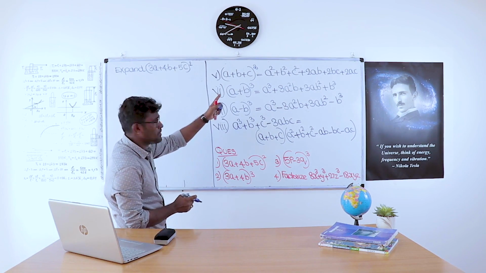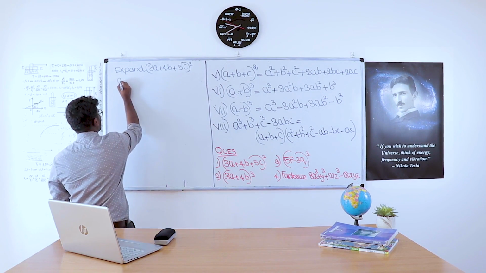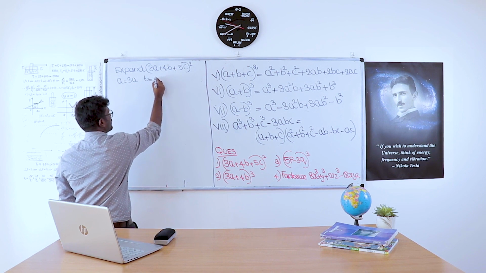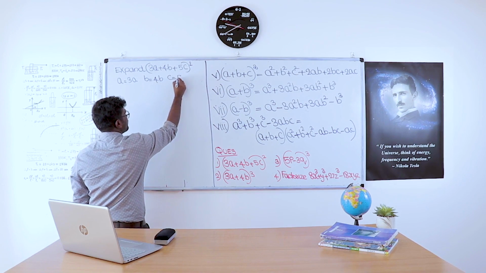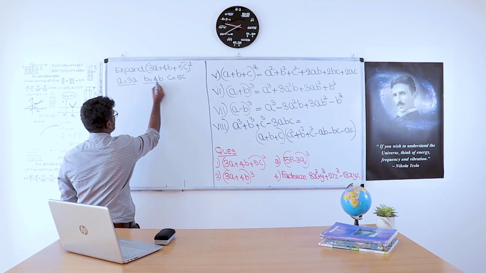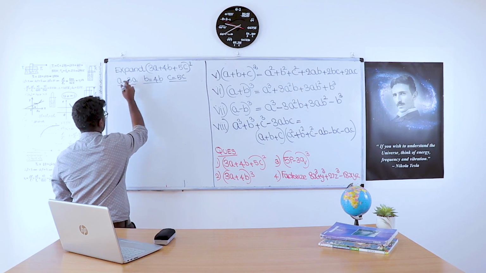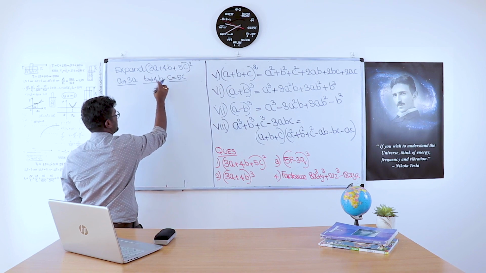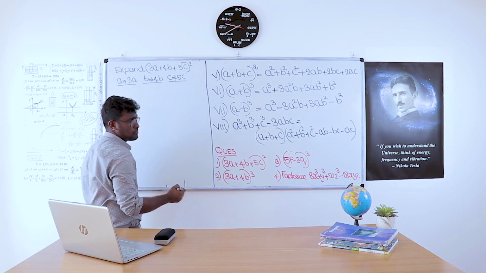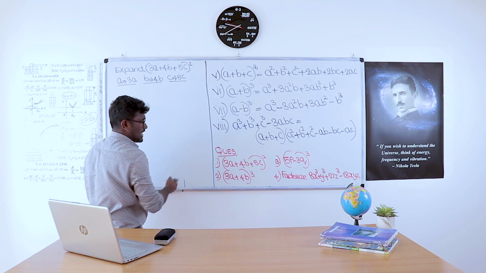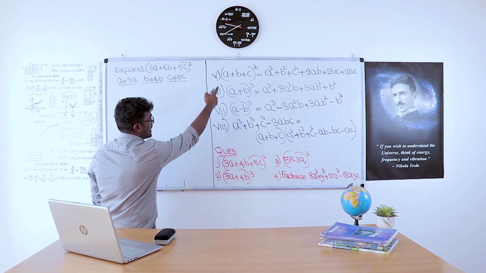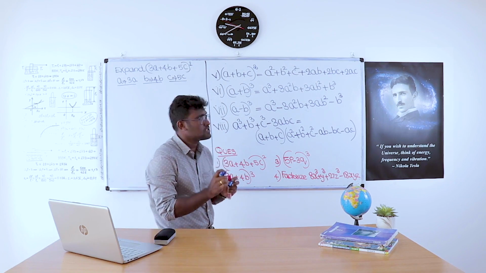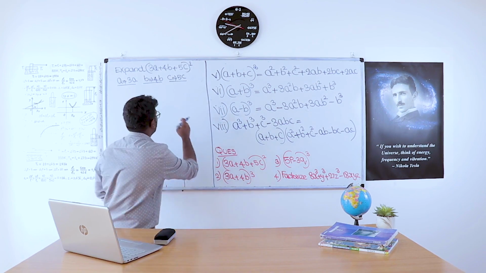What about the identity a plus b plus c the whole square? What is a here? a is 3a, b is 4b, and c is 5c. In place of a we have to place 3a, in place of b we have to place 4b, in place of c we have to place 5c. So this is the identity: a plus b plus c the whole square equals a square plus b square plus c square plus 2ab plus 2bc plus 2ac. With respect to that identity we can expand this one.